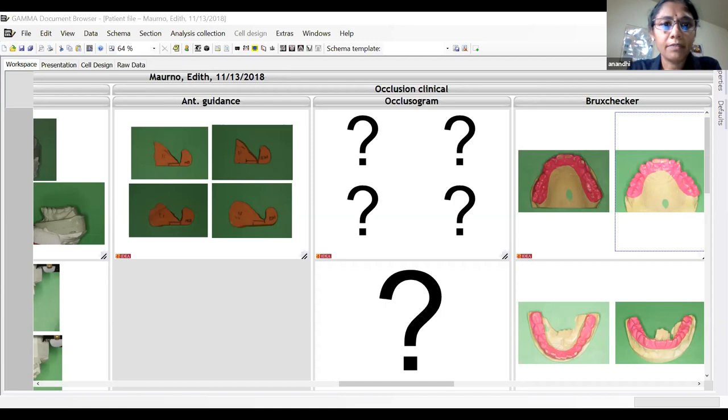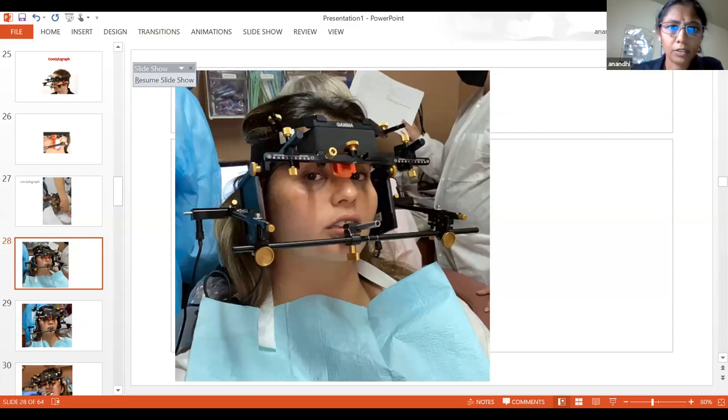Once we have this, we ask for the functional movements: protrusion, retrusion, open, close. I tell the patient, come forward and backward, and when the patient does so, we record the tracing. We can't see the screen. Are you sharing another screen? Can you see? I'm on the PowerPoint that I showed you before.